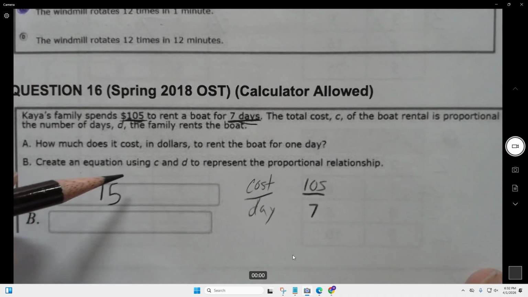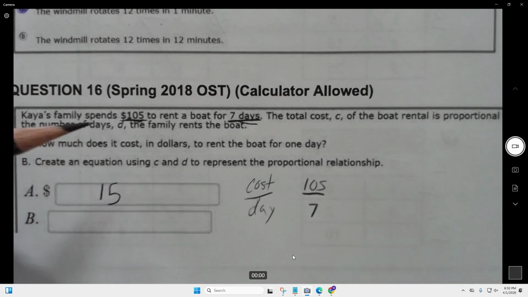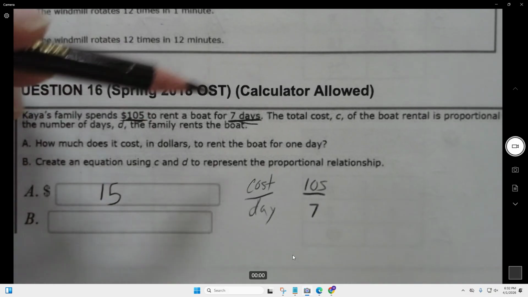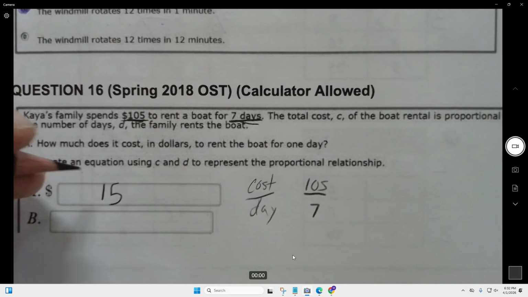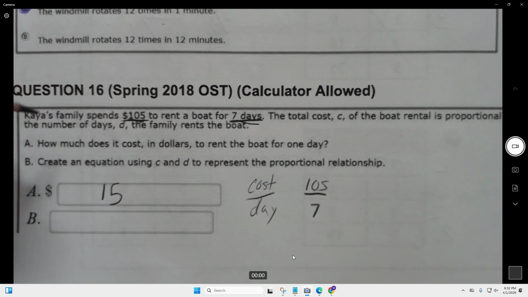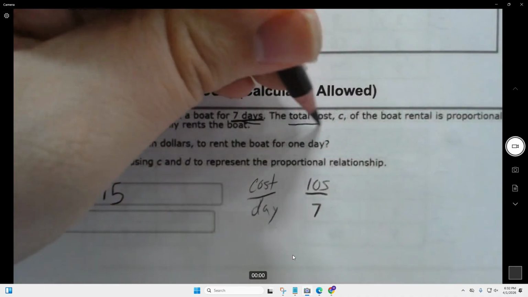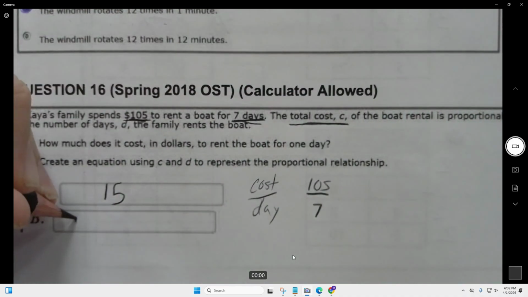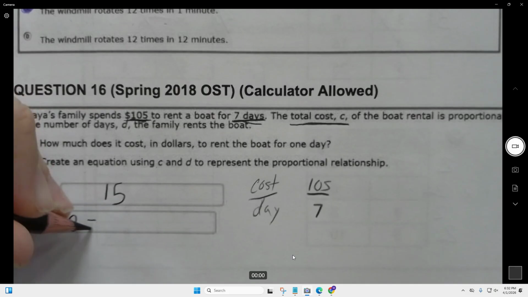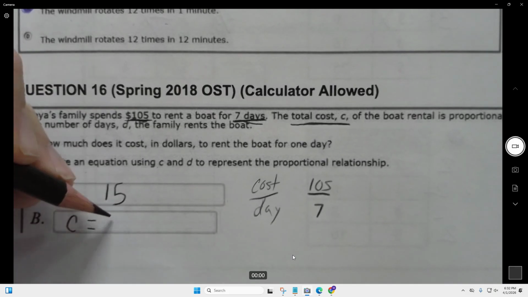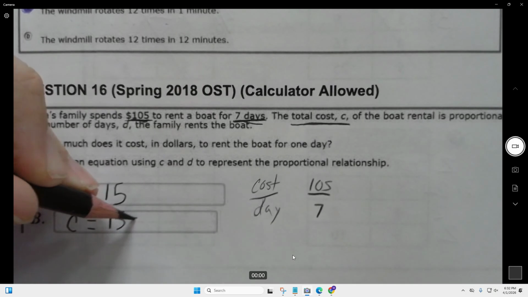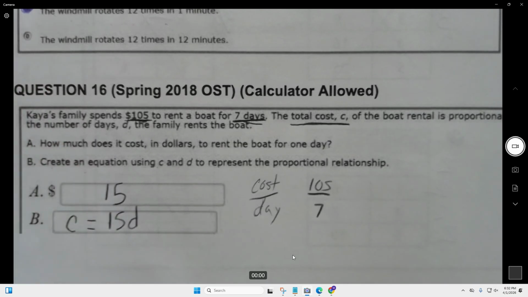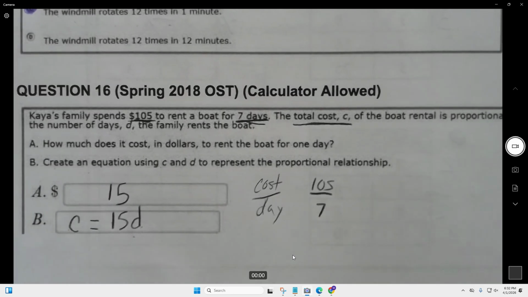Create an equation using C and D to represent the proportional relationship. Well, D is the amount of days. C is the total cost. Remember, total is usually on its own side of an equation. So C equals 15D. $15 per day is equal to the total cost.